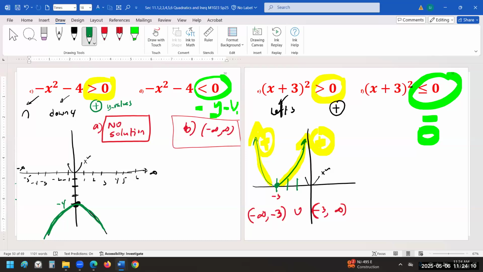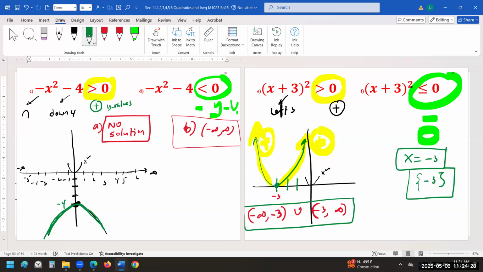Negative 3. So the answer here is x equals negative 3. Only one answer, that's it, only one thing. For only one, we use this notation, curly bracket. For an interval, we use brackets or parentheses. But if you have only one number, we represent it with a curly bracket.